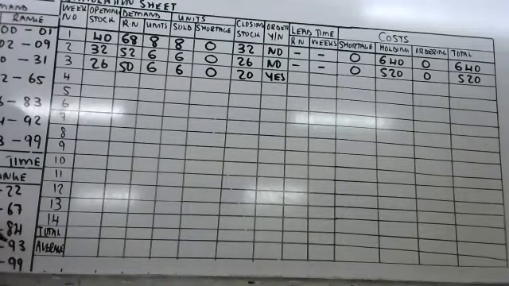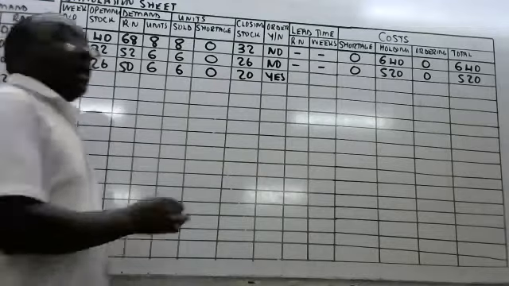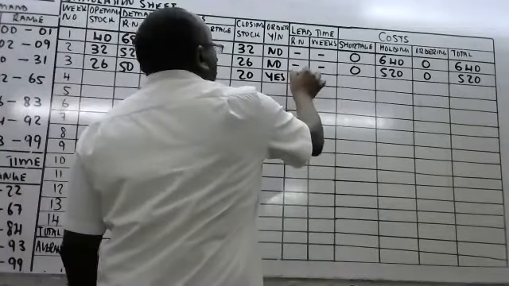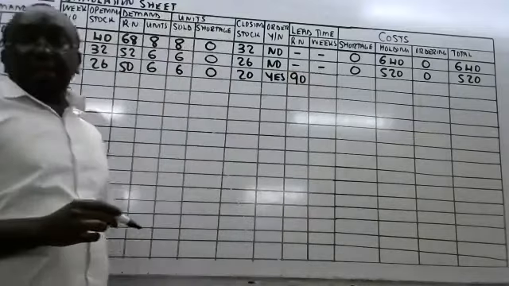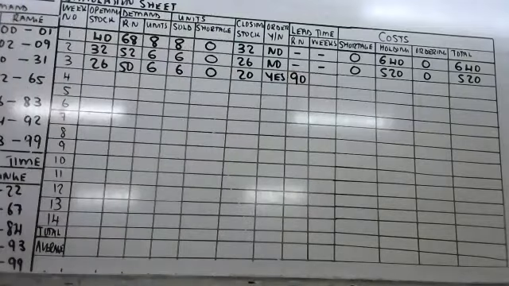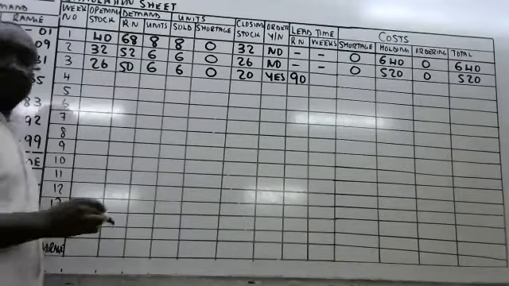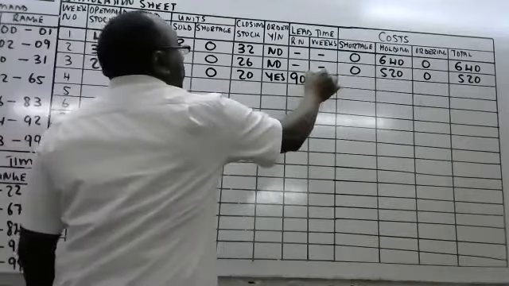When you say yes, now take the first random number. It is 90. So 90 for lead time, it is going to be how many days? 4. It's going to be 4.